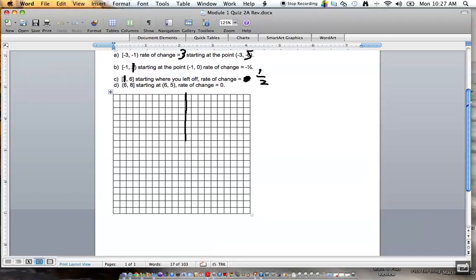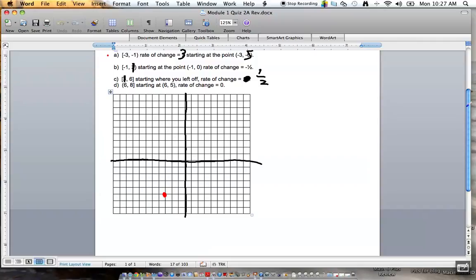You gotta straighten out, but now we're ready to rock. Okay, so here's the part A. We begin at the point -3, -5. 2, 5. There I am.